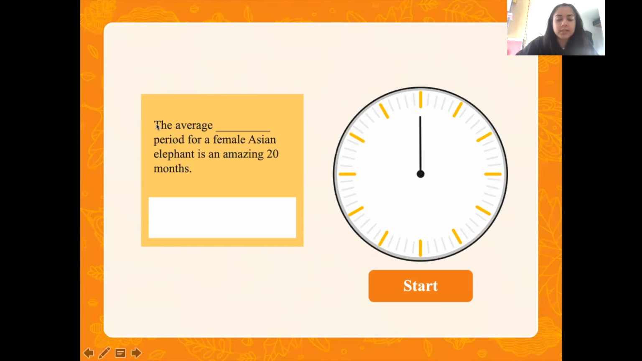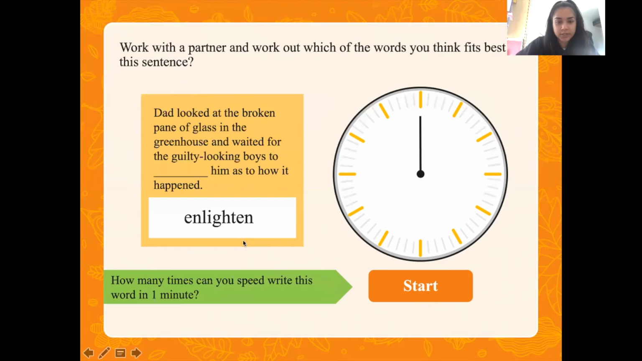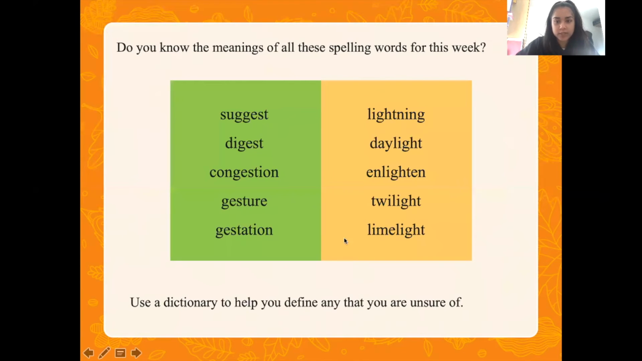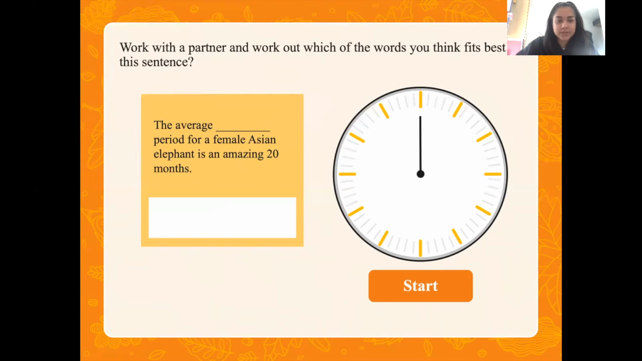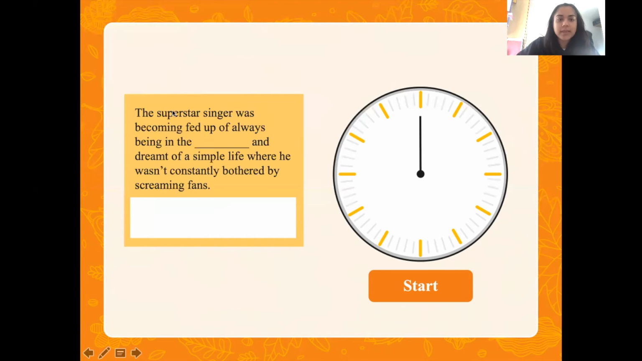Okay, so now we have another sentence. The average blank period for a female Asian elephant is an amazing 20 months. Have a go. Can you think of which word from our new spelling words do you think it is? Well done if you said gestation. Okay. So that's the time it takes for a baby in the womb to develop.